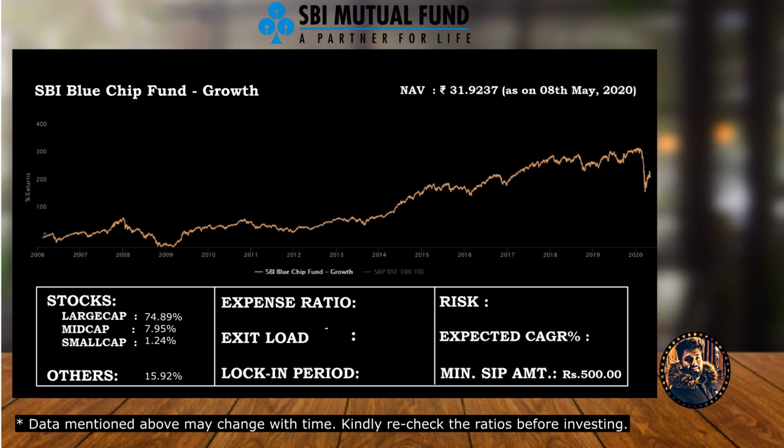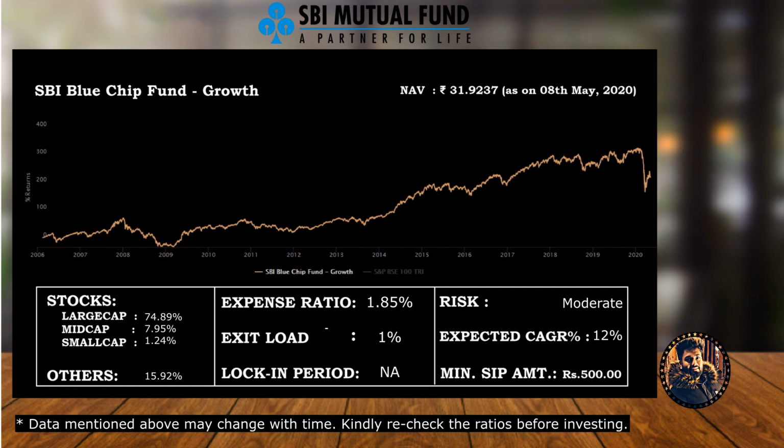The current expense ratio of this fund is 1.85%. But please keep in mind that the fund houses may change these expense ratios anytime. So before investing, kindly check the expense ratio. This fund also charges a 1% exit load on all withdrawals made within 1 year from the date of investment. From this fund, you can expect a compounded annual return of 12 to 15%, which is much more than any of the debt investment instruments available in the market.